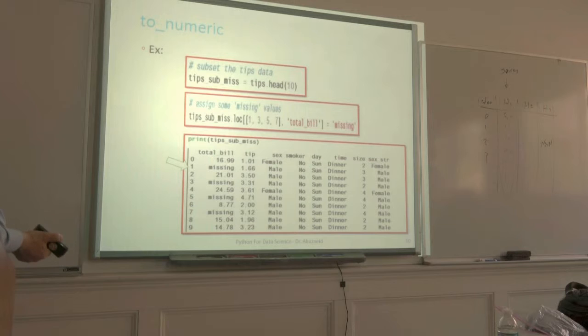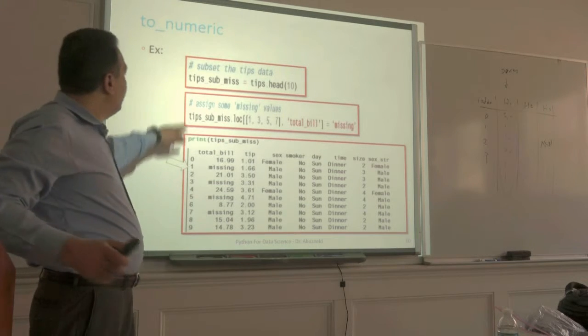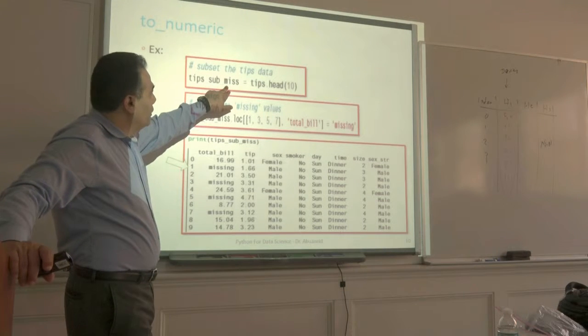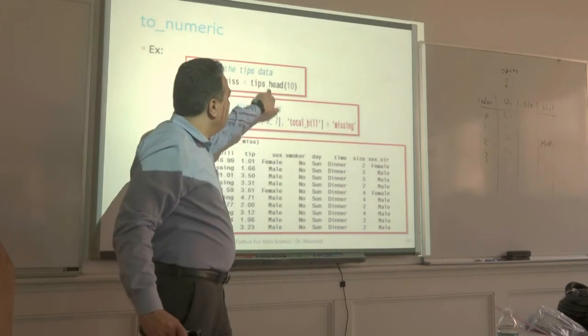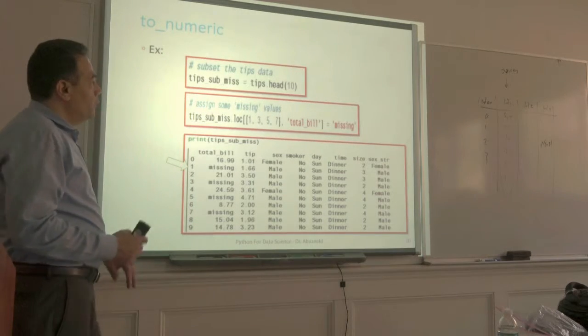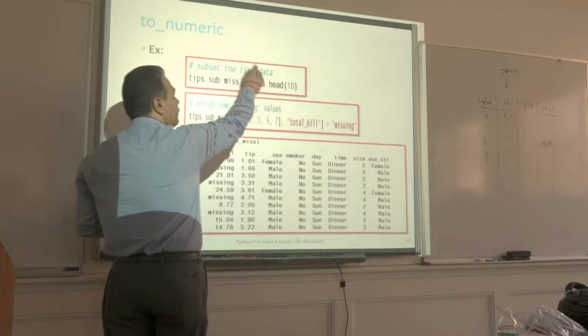So let's take an example. Subset the tips data. You have tips_sub. You're looking for the missing data, and I'm looking for the top records. So from the tips data frame, I'm creating another data frame.